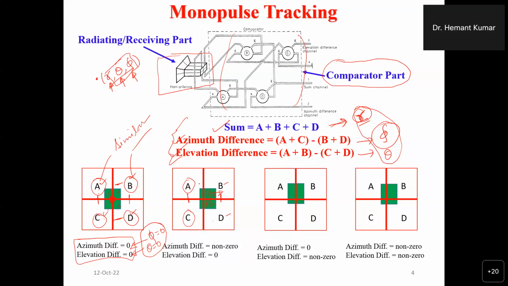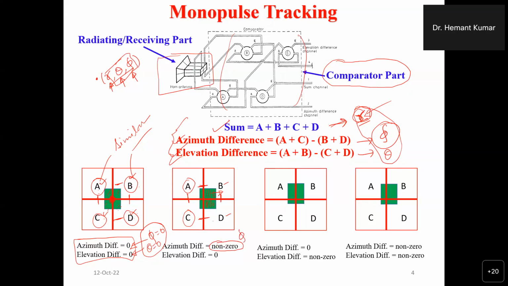The sum will remain the same. There won't be any difference in the sum, because the R value is not going to change. The only change is in theta and phi. So if you calculate the sum, you will get the same value, and you can easily find out the value of R. But to calculate the value of theta and phi, we have to calculate the difference. So we first calculate A minus B, and then C minus D. This will be a non-zero value, and based on this non-zero value we can say it indicates the value of phi.